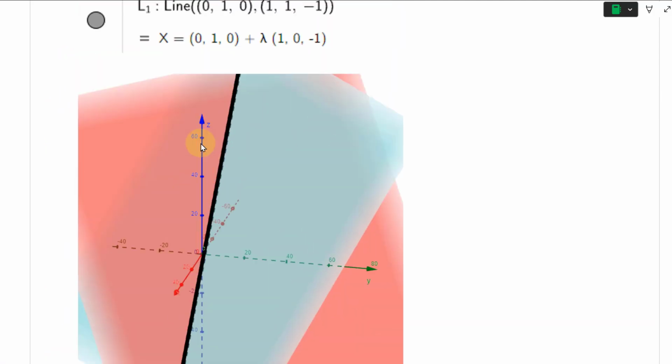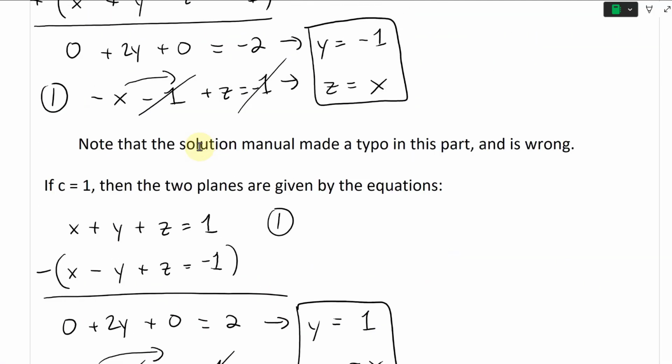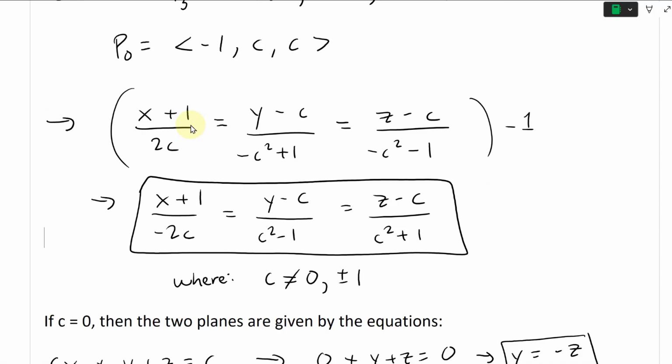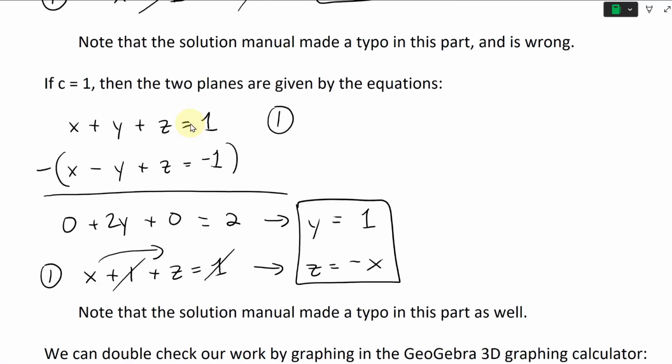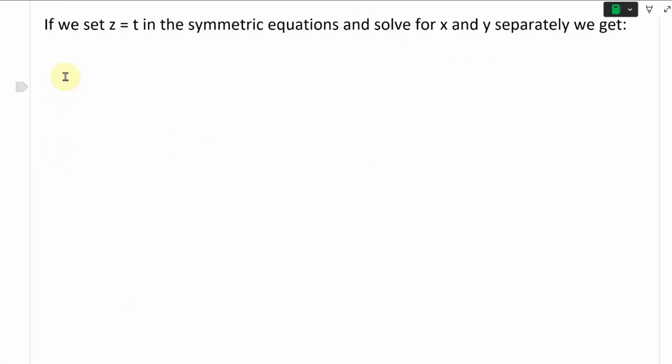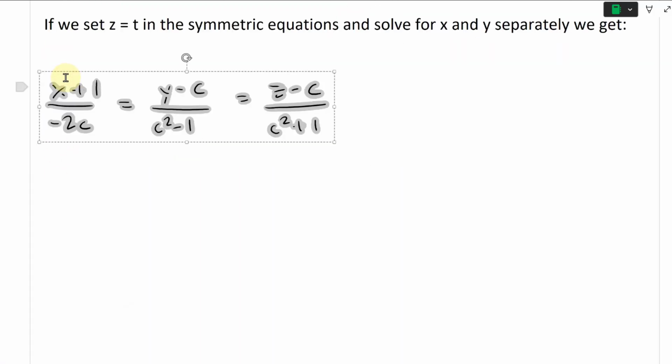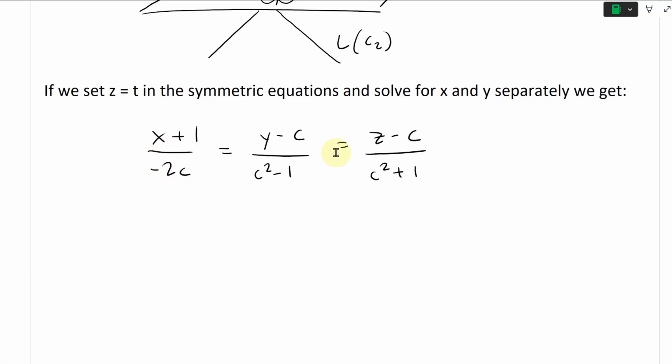So first let's take a look at part A, the solution, where we had the symmetric equations. Here are the symmetric equations, and what I'll do is copy and paste these, and then we're going to plug in z equals t. So move it down there and paste it here. So what we'll do is solve for x and y separately in terms of t. We'll equate this and this, and afterwards we'll equate the middle one with the z.